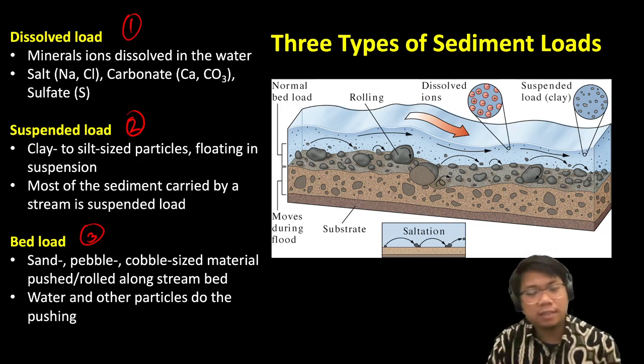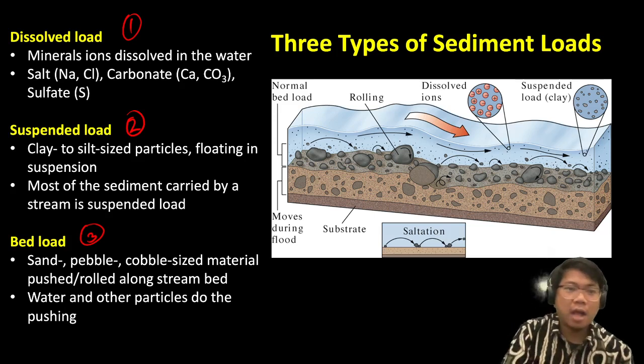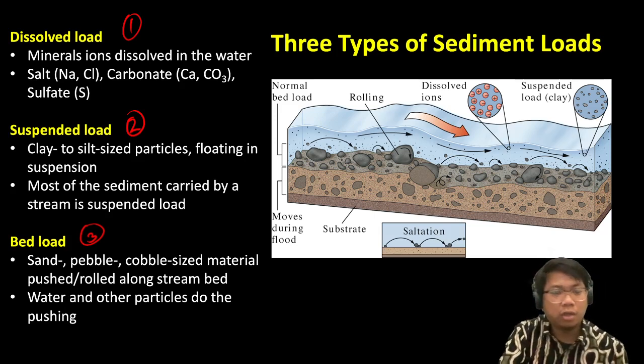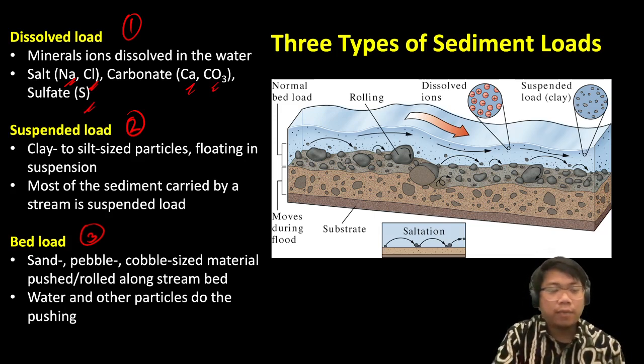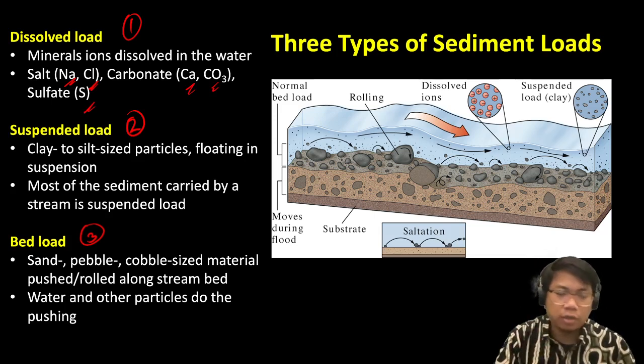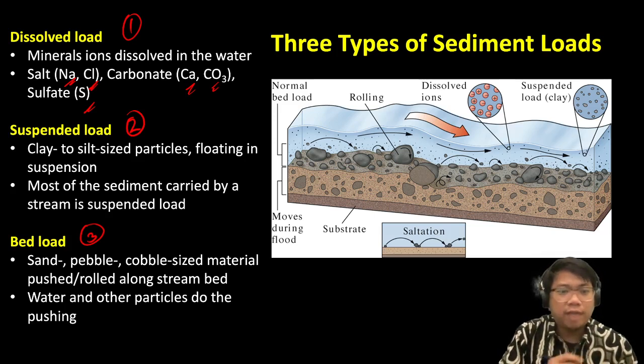Dissolved load represents the finest particles that we have in the water column, and they represent ions that have been dissolved in the water, such as sodium ions or chlorine ions, calcium carbonate, and sulfate, and many more. The second one is the suspended load, representing clay to silt sized particles. And remember, these are the fine sedimentary particles that have been floating in suspension within the river, within the water column. Most of the sediment carried by a stream is suspended load.